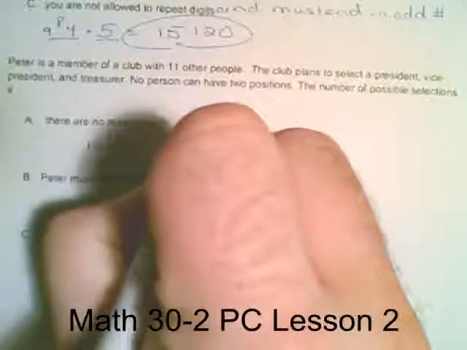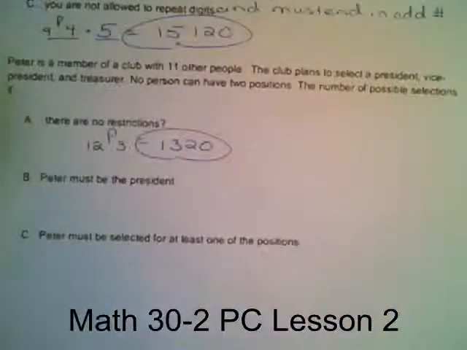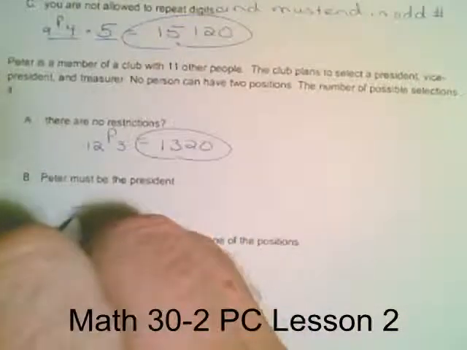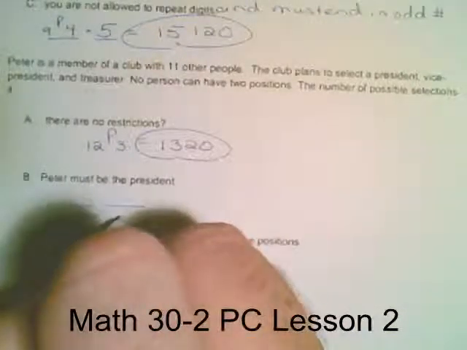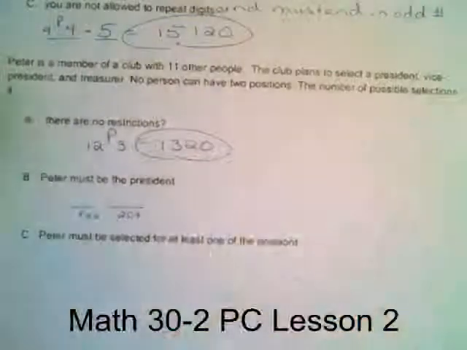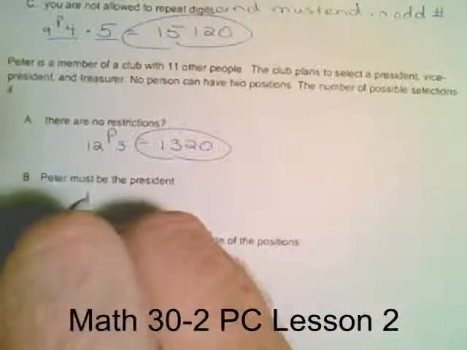If there are no restrictions, there's Peter plus 11 other people, so there are 12 people to choose from, and I've got to pick or arrange 3. And so I end up with 12 pick 3, and once again, just calculating that, that is going to be 1,320 possibilities. So there are 1,320 possible ways that this whole thing can be done.